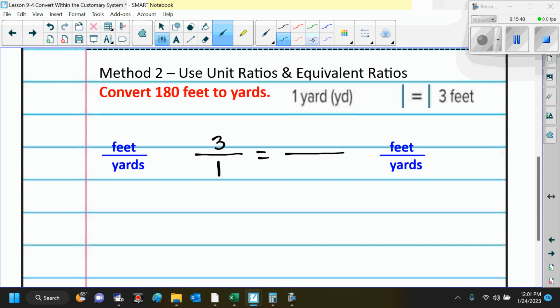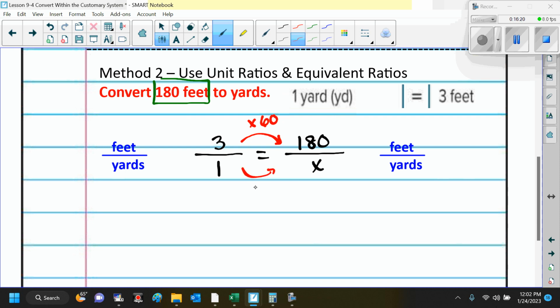So now we want to convert 180 feet. Where does 180 feet go? In the numerator or the denominator? Yes, that goes in the numerator. 180. And then we're going to solve for x. Is everybody clear? So now, how do I get from 3 to 180? Multiply by 60. Very good. Now, by the way, if you did not know that off the top of your head, couldn't you just divide 180 divided by 3 to get 60? And that tells you what you're multiplying by. Is everybody clear?